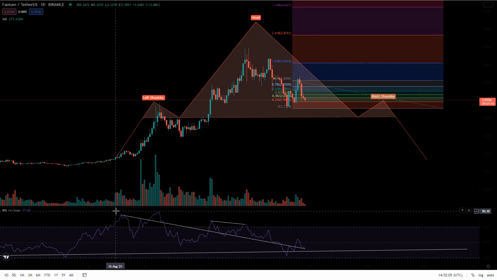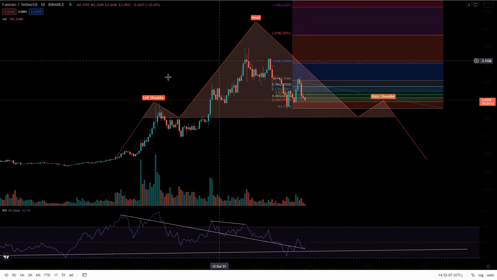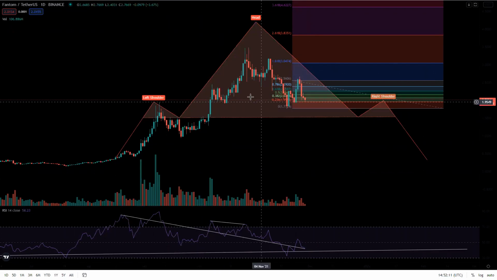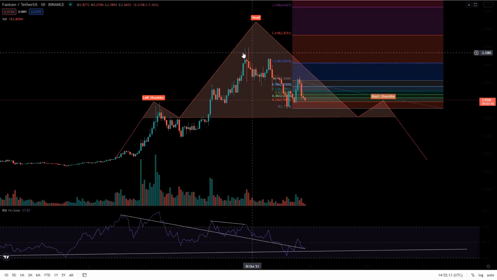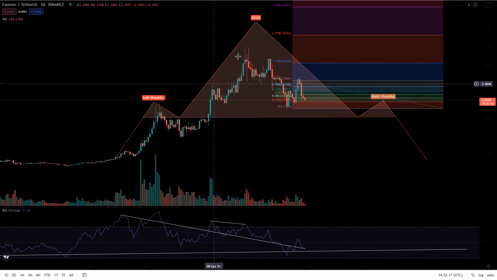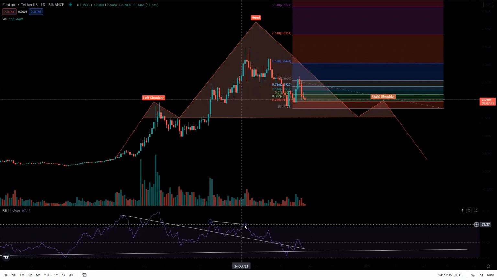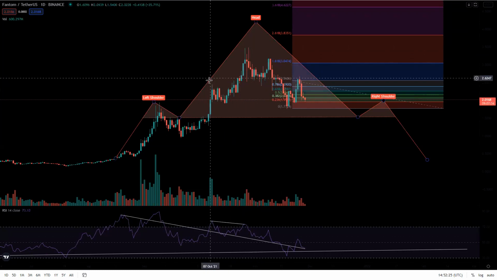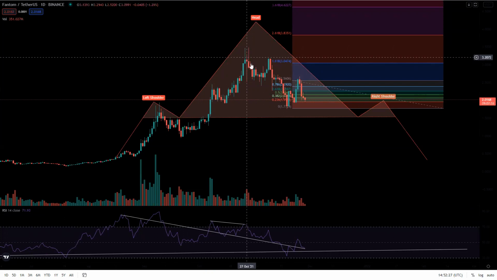If you notice on the RSI, we have some bearish divergence. Bearish divergence is when the price action goes up and the RSI goes down. So you have a higher high on the price, a lower high on the RSI. Here's our high, lower high, and then we have a drop.